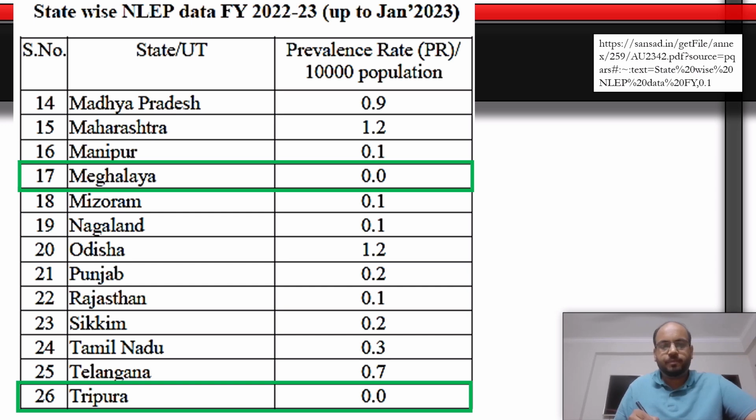Two states, Meghalaya and Tripura, have reported 0.0 cases per 10,000 population. That doesn't mean there were zero cases in the state. It means that if you take 10,000 people randomly, none of them will have leprosy. If you take, let's say, 10 lakh people, you might have one or two cases. But per 10,000 population, the prevalence rate was found to be zero in Meghalaya and Tripura. Mizoram was initially stated to have zero cases, but according to this reply, it's 0.1. So the two states that have zero prevalence are Meghalaya and Tripura. Let's move forward.